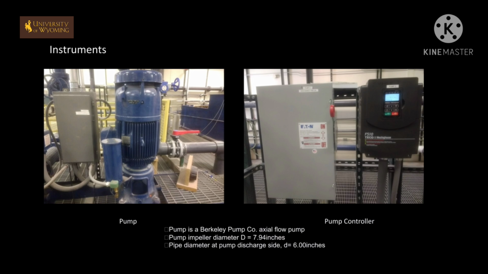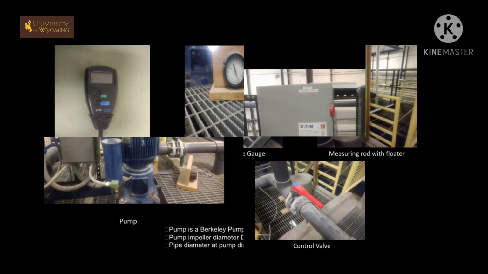The pump used in this experiment is a Berkeley pump. It is an axial flow pump. The impeller diameter is 7.94 inches, and the pipe diameter at which the pump discharges is 6 inches.